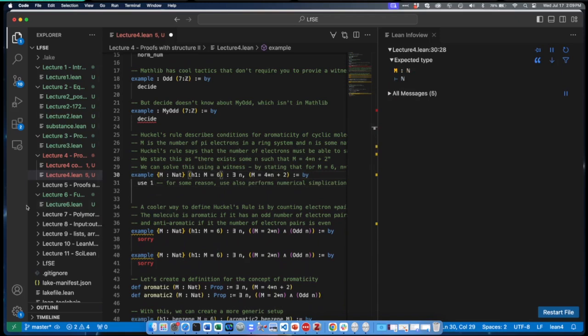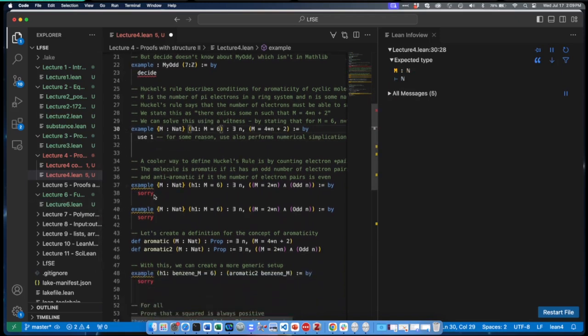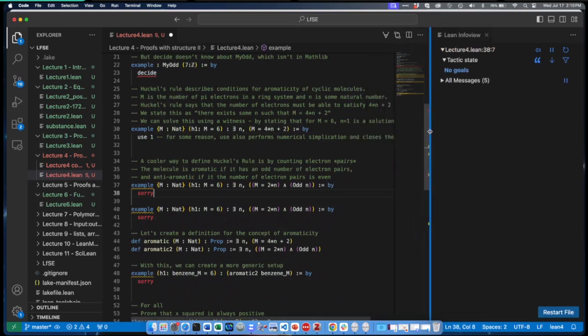All right, and now this is a cooler way to define Huckel's rule. Let's see the whole explanation. We're just going to count electron pairs, you know, the number of lines. Electrons are often paired like this. So the molecule is aromatic if it has an odd number of electron pairs. That's pretty straightforward.